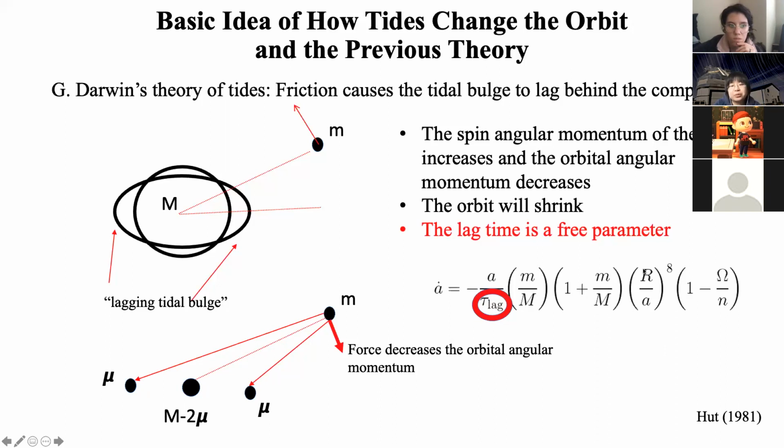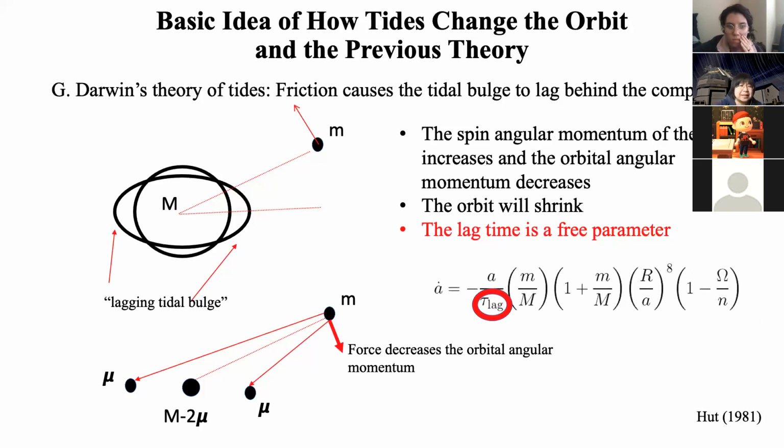Another interesting term I would like to mention is the last one, this one. Capital omega is the star spin rate, and the lowercase n is the orbital frequency. For the perfect synchronization case, where the star spin equals the orbital frequency, that makes A dot equal to 0, which means no tidal dissipation. For a fast rotator, where the star spin omega is greater than n, that makes A dot positive. That means the system expands.